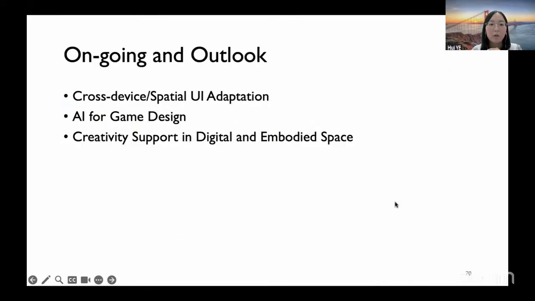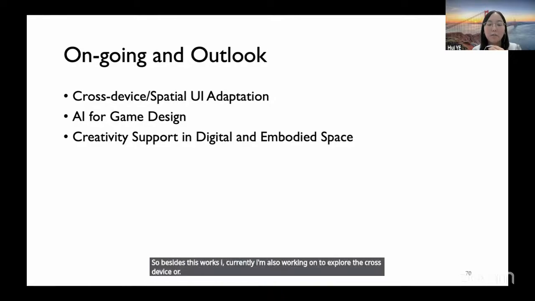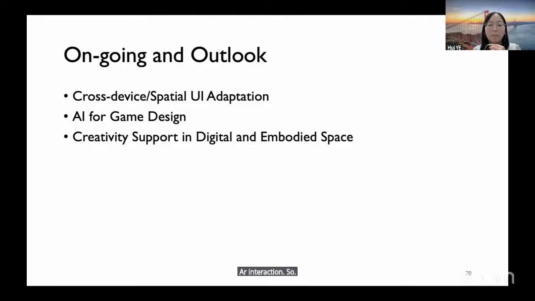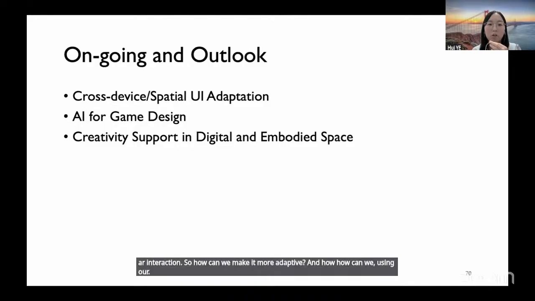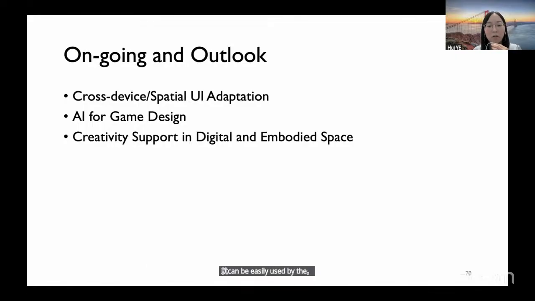So besides these works, I'm also working on exploring cross-device and spatial UI adaptation. We know that the 3D user interface is an important component for AR interaction. So how can we make it more adaptive, and how can we use our surrounding environment to place the different user interface components so they can be easily used by the users, especially for cross-device interaction scenarios.